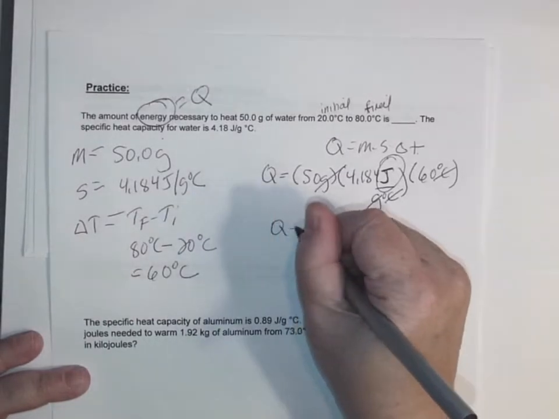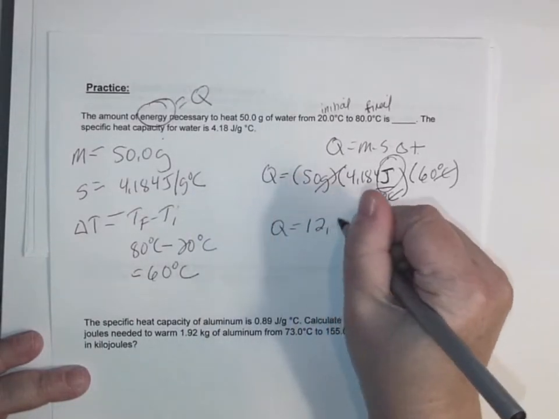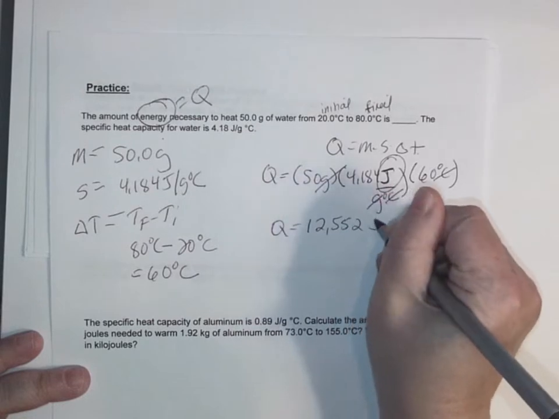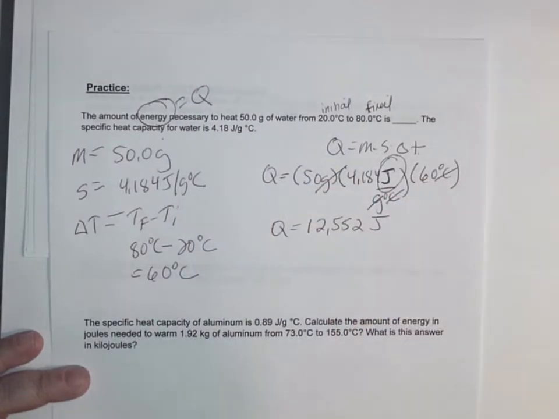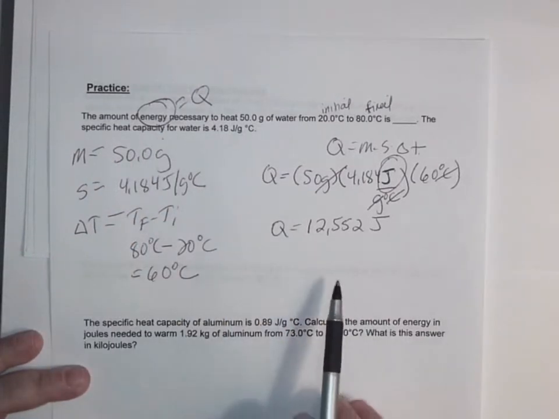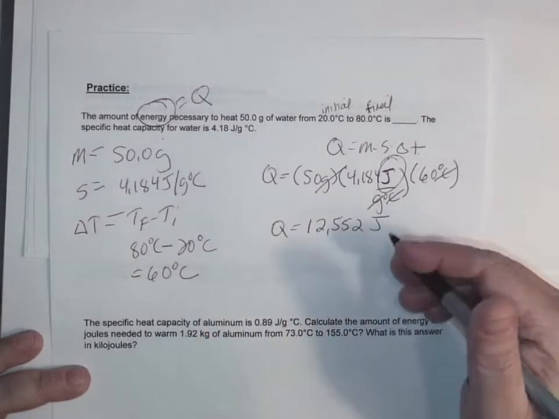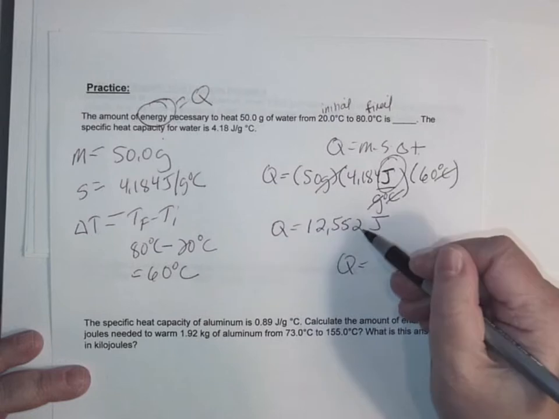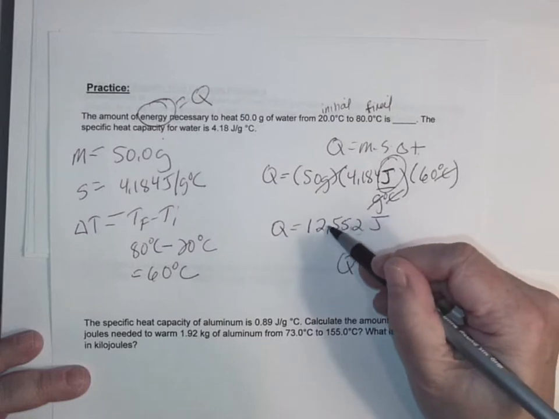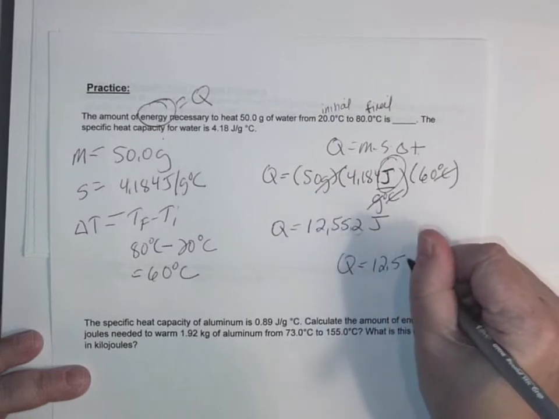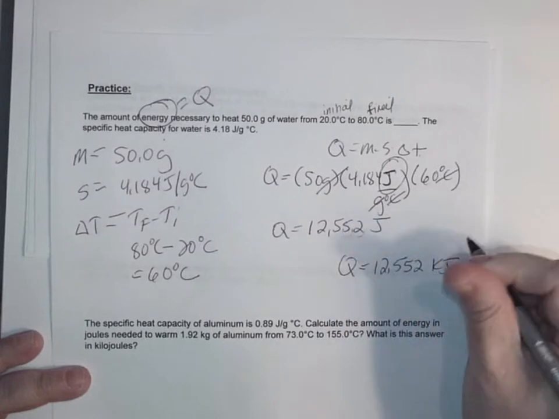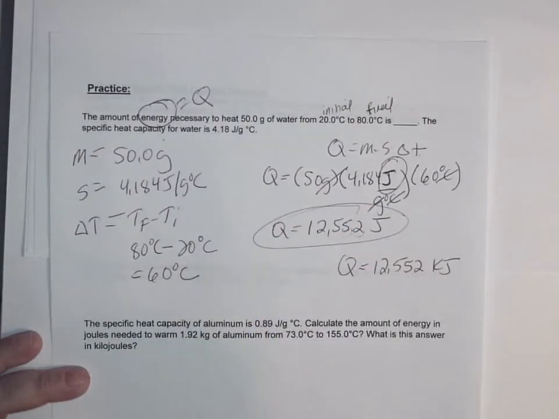So when I do the math, I get 12,552 joules. All right, and then always reread. It just says the amount of energy. It didn't ask for anything else, but a lot of times they do ask for things to be in kilojoules. So just again to practice, I'm going to move the decimal place 3 places over to 12.552 kilojoules. But for this problem, that's all that the answer asked for it to be.